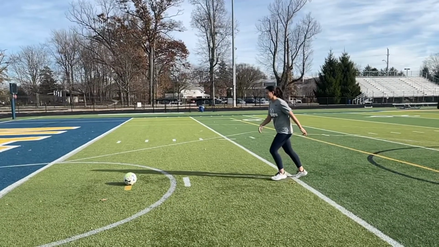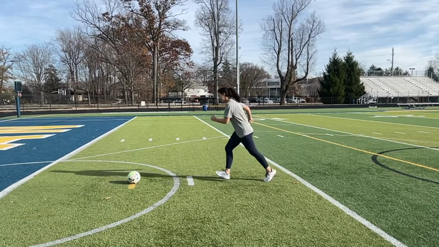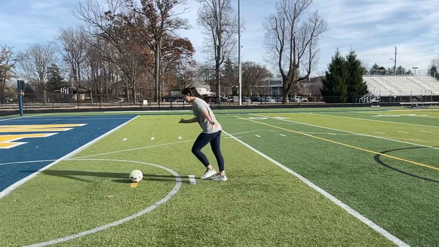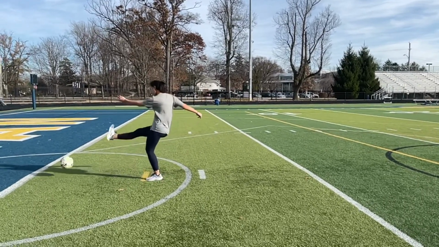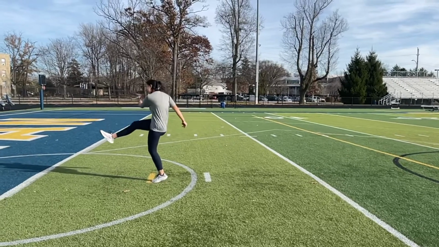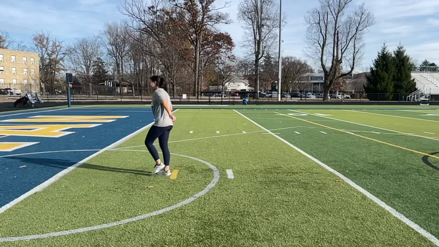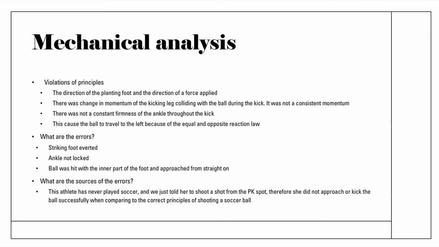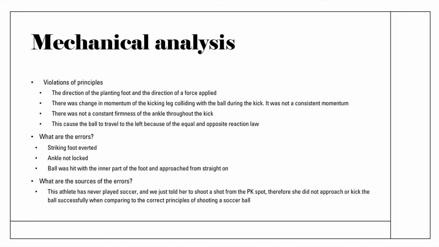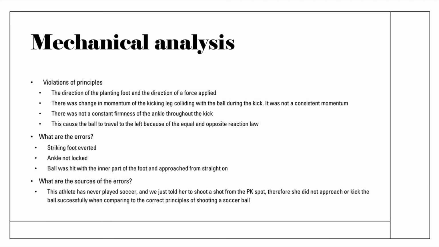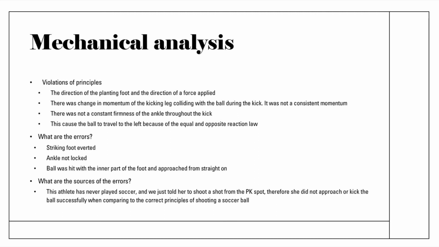Now, this is a video of a non-experienced kicker. The violations of the mechanical principles in this video would be the direction of the planting foot and the direction of force applied. There was a change in momentum of the kicking leg colliding with the ball during the kick. It was not a consistent motion. There was also not a constant firmness of the ankle throughout the kick. This caused the ball to travel to the left because of the equal and opposite reaction law.